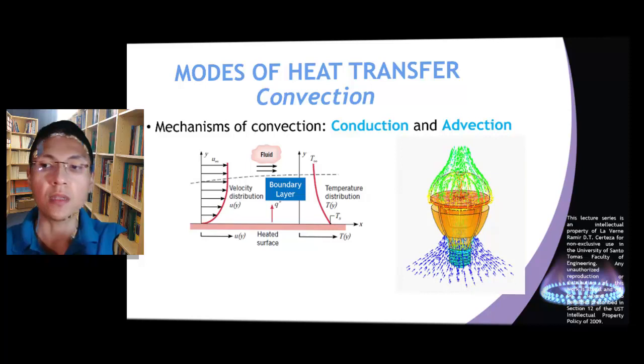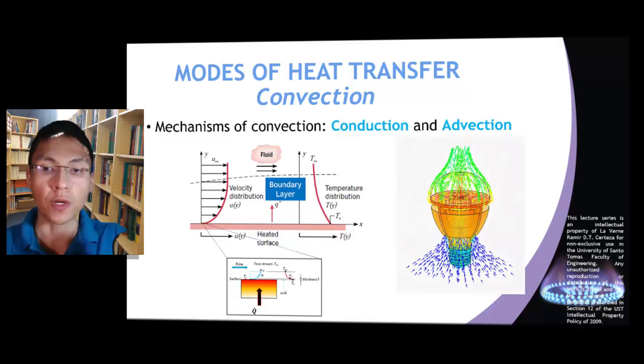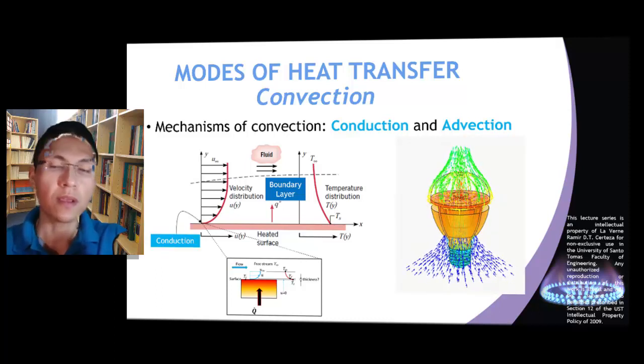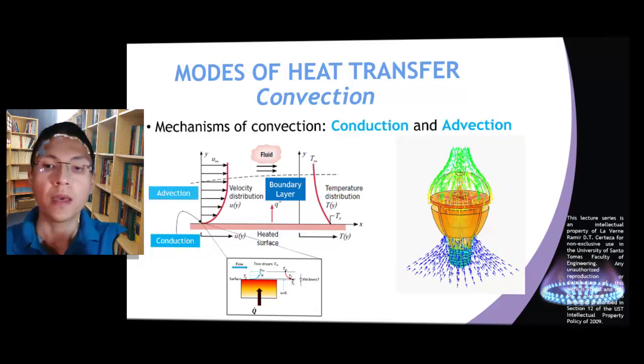Now, where can we see the two convection mechanisms in this example? If we zoom in closer to the surface of the light bulb, we will see that some of the air particles are not moving. This is caused by the frictional force exerted by the light bulb surface in the movement of the air. The presence of a very thin layer of motionless air at the surface of the bulb allows heat conduction to occur through this layer. Now, advection occurs at the portion of the boundary layer in which air is already moving. Advection pertains to heat transfer from a surface solely due to the bulk motion of the fluid.